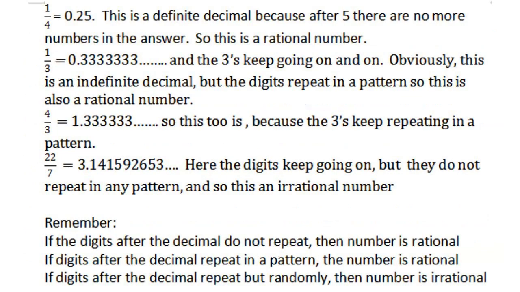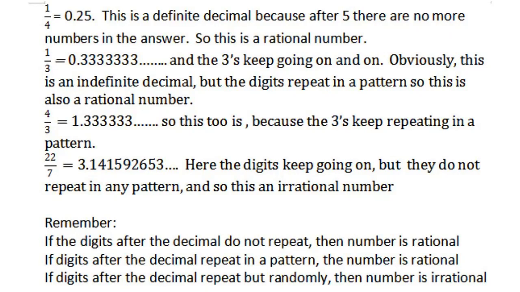1 over 4 is equal to 0.25. This is a definite decimal, because after 5 there are no more numbers in the answer. So this is a rational number. 1 over 3 equals 0.33333333, and the 3's keep going on and on. Obviously, this is an indefinite decimal, but the digits repeat in a pattern, so this is also a rational number.